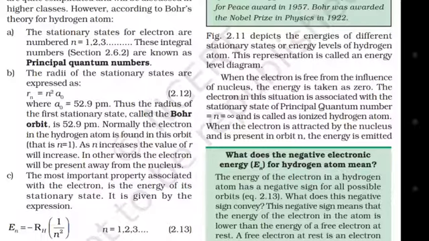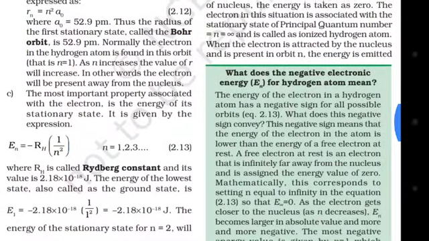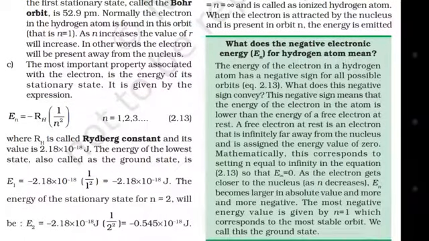When the electron is attracted by the nucleus and is present in orbit n, the energy is emitted. What does the negative electronic energy En for hydrogen atom mean? ये negative electronic energy, हाइड्रोजन एटम का क्या होता है इसका मतलब? The energy of the electron in a hydrogen atom has a negative sign for all possible orbits. Equation 2.13 से साबित होता है, जस्ट लेफ्ट में ही है, देखिए यहाँ पे. What does the negative sign convey?